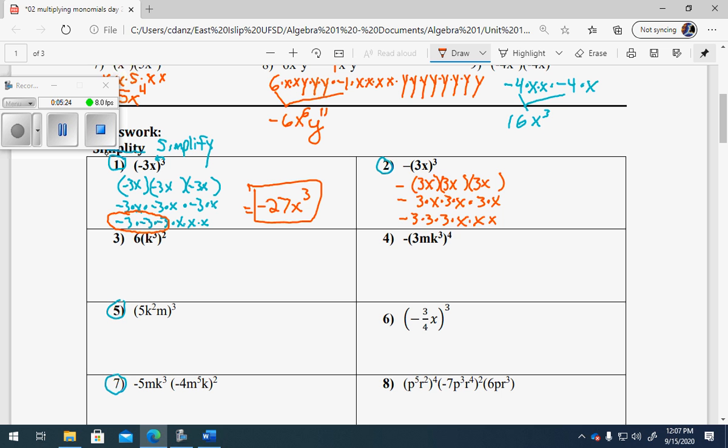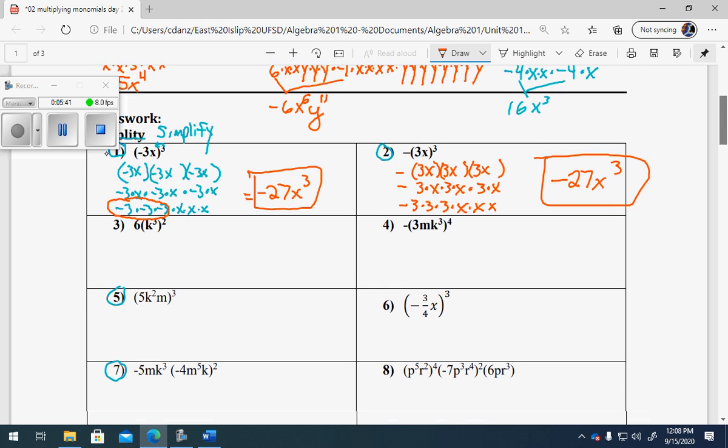The negative happens once. 3 times 3 times 3 is 27, and x times x times x is x to the third. So it does so happen to have the same answer. Sometimes things like this don't have the same answer. It's because the exponent was odd, by the way. Kind of wish it was an even exponent to show you the difference.